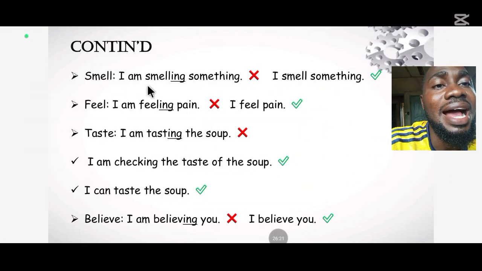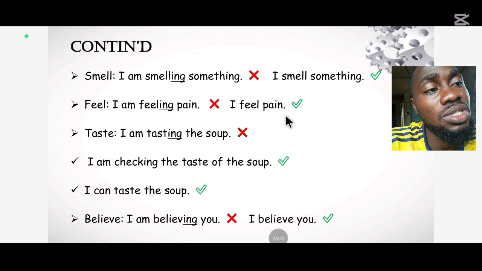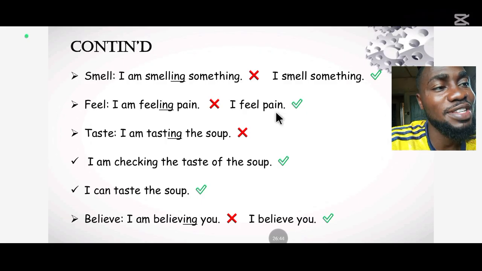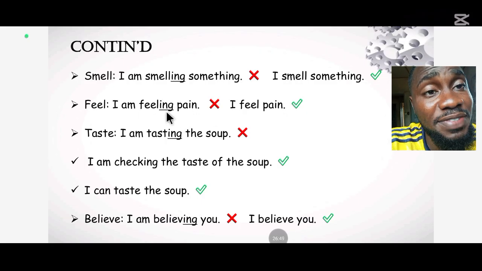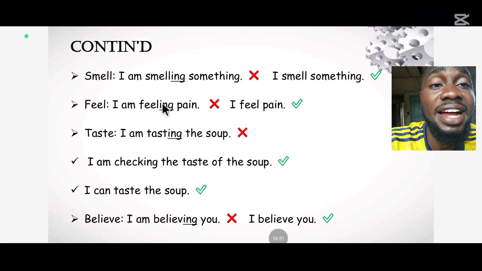Smell. "I am smelling something" is wrong. The proper way to say it is "I smell something," which is correct. Feel. "I am feeling pain," which is wrong. "I feel pain" is the proper way to say it. It involves the five senses of man, and this is not an idiomatic expression. Neither is feeling acting as a gerund here, nor as a participle. So it's wrong. You should say "I feel pain."